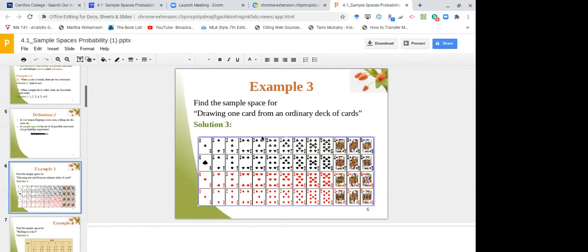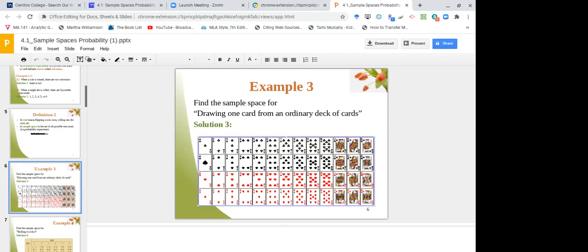So in every suit, you have 1 card of each rank. So you have 13 ranks. You have 4 suits, okay? 13 cards times 4 suits is 52 cards in total. That's what we call a standard or an ordinary deck.